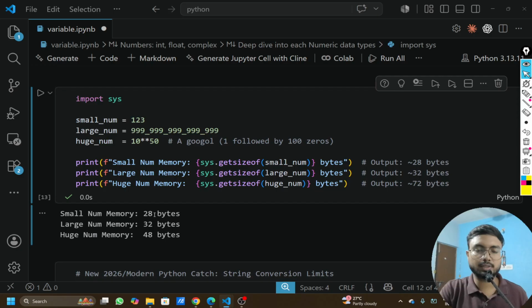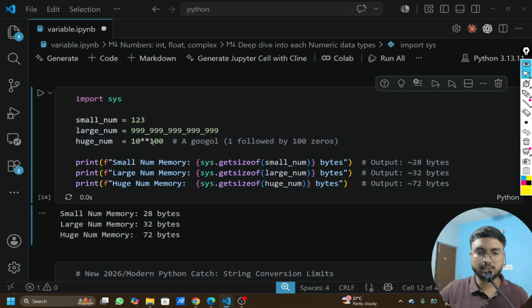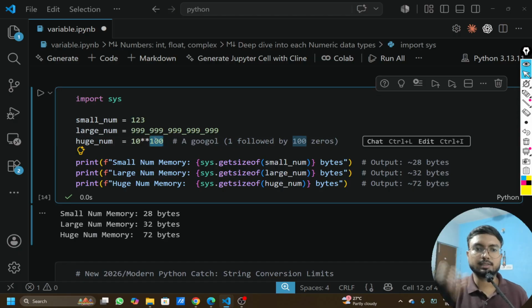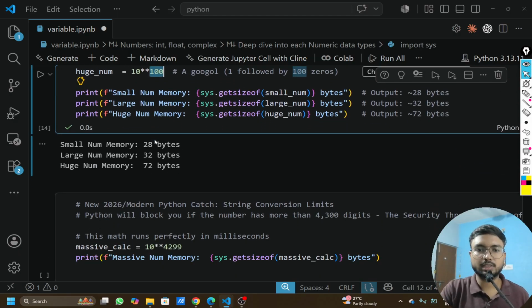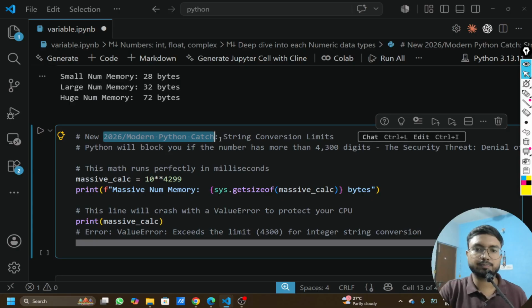You can see the memory size is 28 just for a smaller number, which is the smallest. And then it keeps on increasing in multiples of 4. So from 28 plus 4, it is 32. And then if we further increase, it becomes 48, which is again a 16 increase, a multiple of 4 only. And if we make it 100 also, it is going to give 72. But there is a limit to which we can increase a huge number also. So let's try to see that also. In modern Python, this string conversion limit came into the picture.